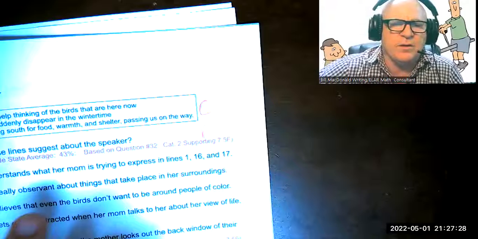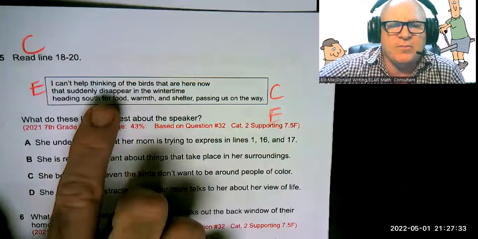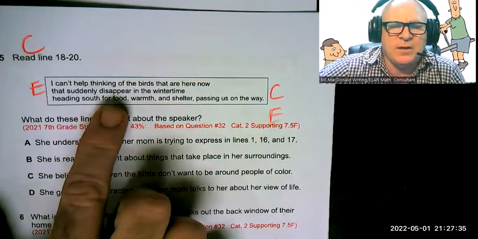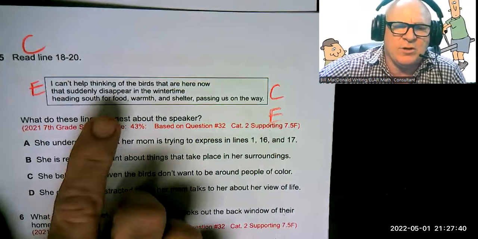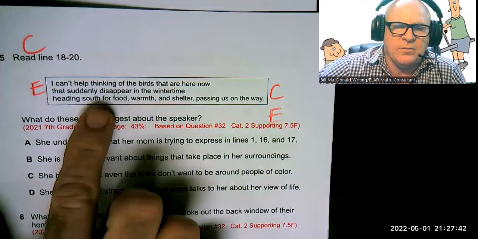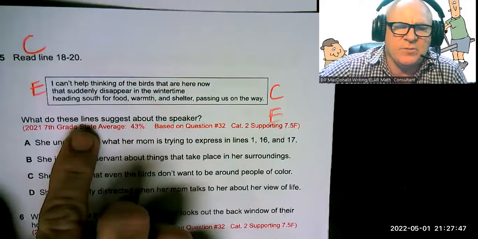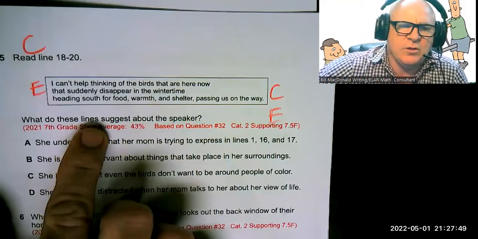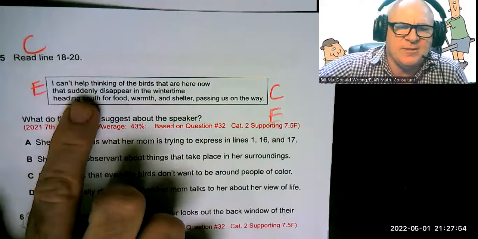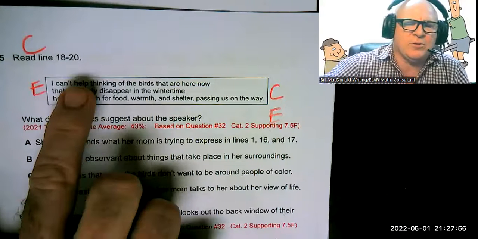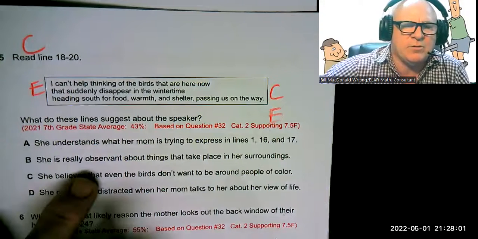Why does, what makes the speaker suddenly think about birds that are migrating? Something that happens before it or after it? And the reason I'm sharing this is because the answer to the question was actually not on the lines. It was a conclusion, basically, that you could draw from something that happened on the lines before or the lines after. So letter B says she's really observant about things that take place in her surroundings.